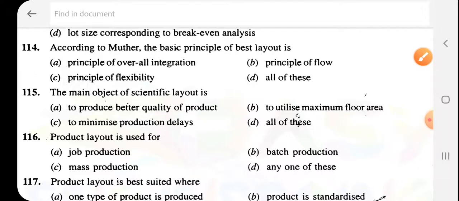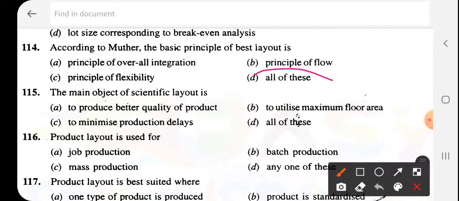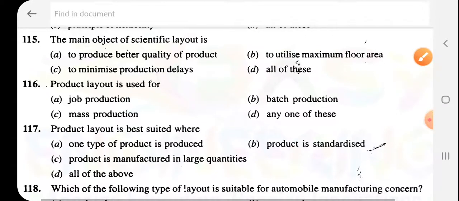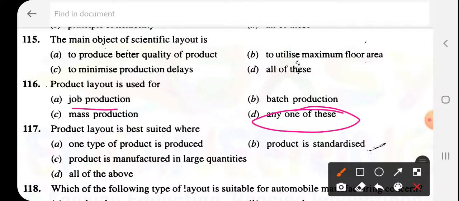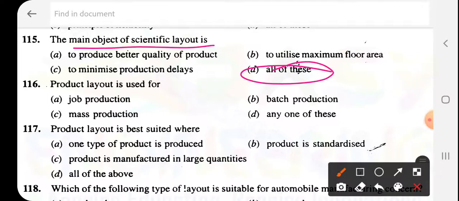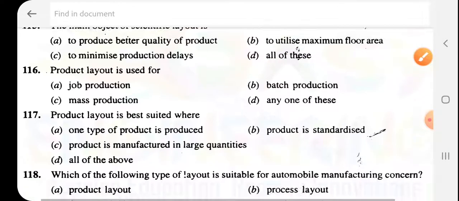According to Muther, the basic principle of best layout is all of the above: principle of overall integration, principle of flow, principle of flexibility. These are all the Muther principles. The main object of scientific layout is also all of the above: to produce better quality of product, to utilize the maximum floor area, to minimize the production delays. So these are all correct statements according to scientific layout.